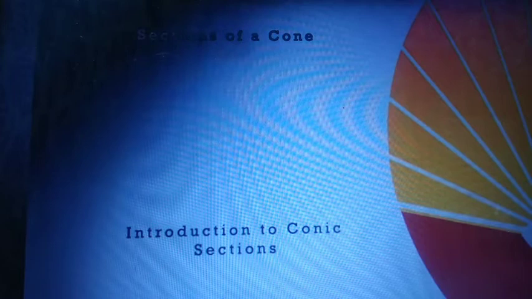Let us discuss introduction of conic section. Now we are going to use a double cone to visualize conic sections. To do this, we are going to cut our double cone at different angles.